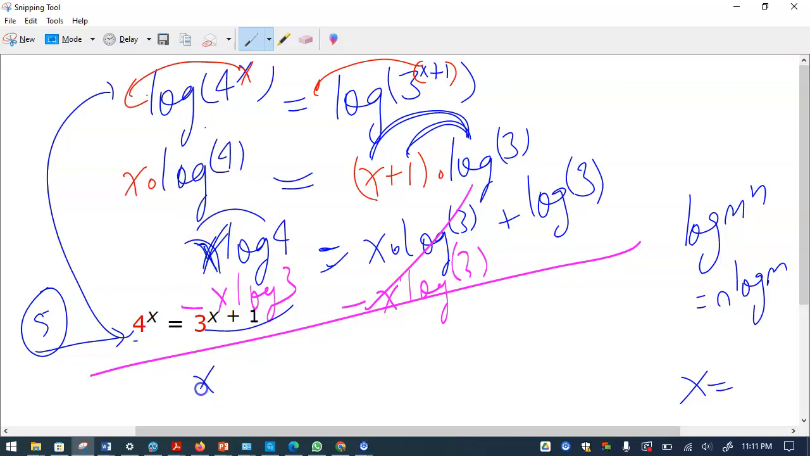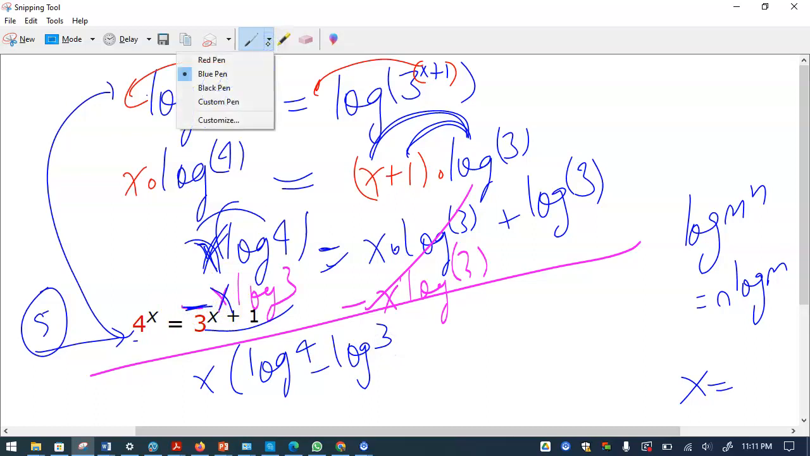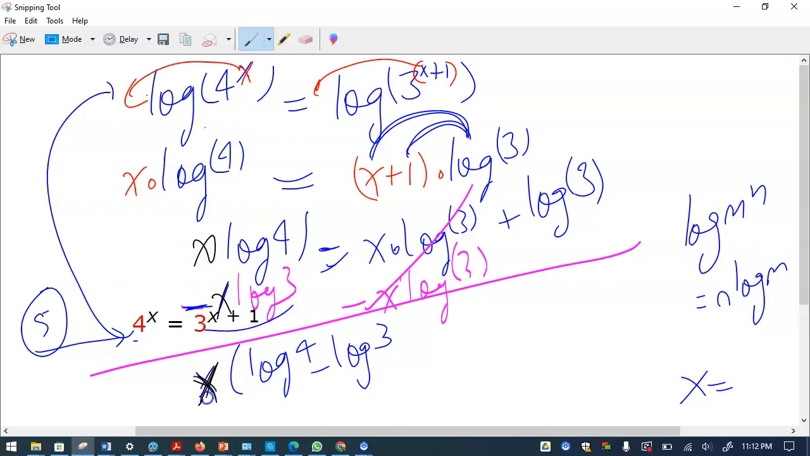So I can write directly one step here: this will stay log 4 and minus log of 3, because there's a minus. So this x which you see, let me use the black color. There is an x here, there is an x, right? So that x is pulled out under the distributive property. This log 4 stays, so that's right here. This log 3 stays, and that's how I got this.